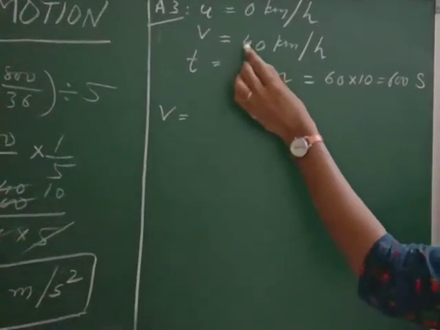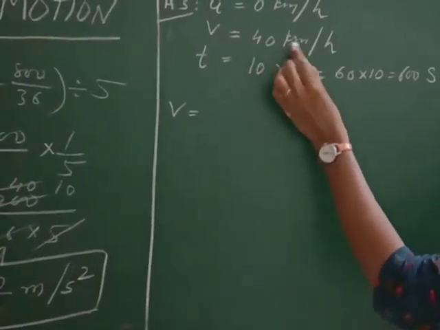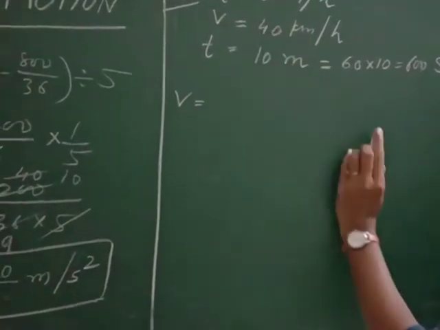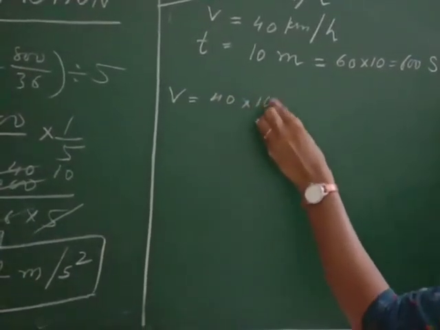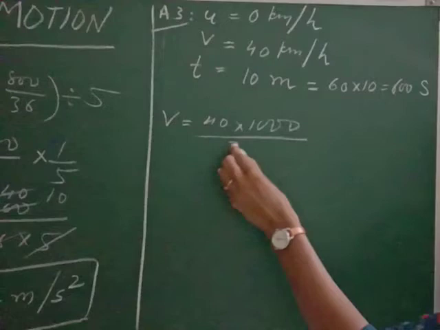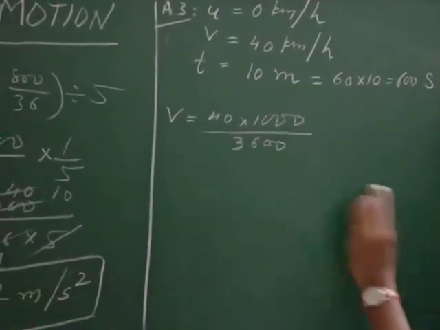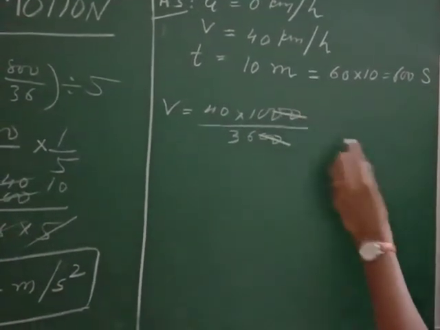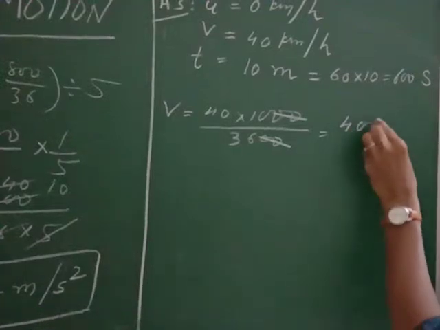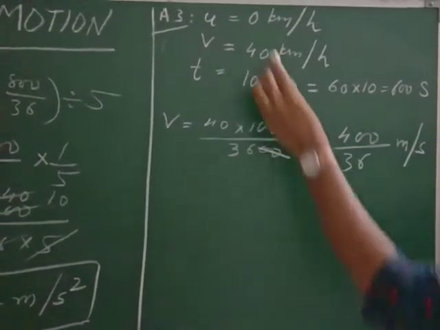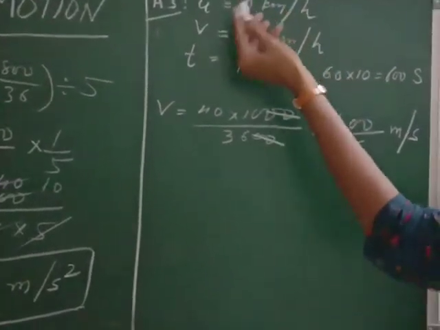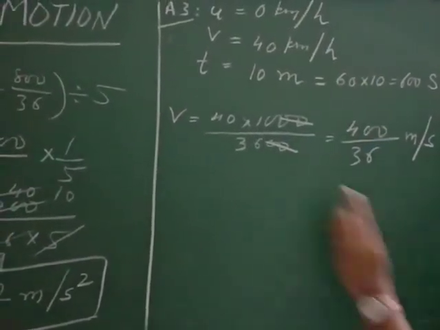Now here this is 40 kilometer per hour. It must be converted into meter per second. So it will be 40 into 1000 divided by 3600. So the answer is 400 upon 36 meter per second. Here this is 0 kilometer per hour, so it will be 0 meter per second.